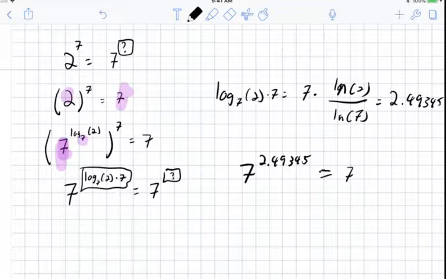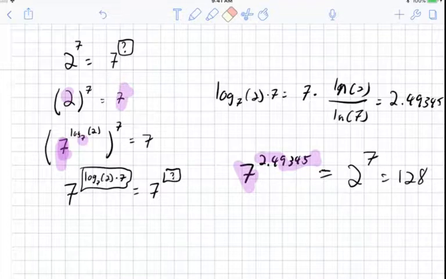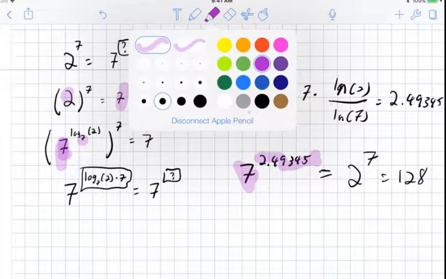What did I do wrong here? Ln of 7. Oh wait, hold on. Whoops. Okay, just in the way I set it up. So apparently 7 to this weird number is equal to 2 to the power 7. So 2 to the power 7, I can calculate that on my calculator. That's 128.